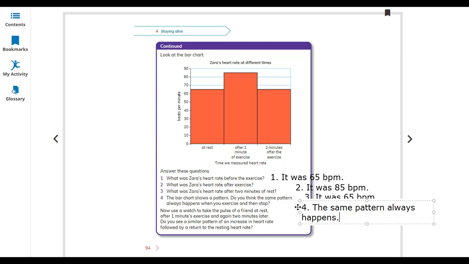This is the same thing that happens when you're doing exercise, when you're playing or anything in which your body needs to work hard. Your heart rate just increases, then comes back again to the normal position. We're done until here.